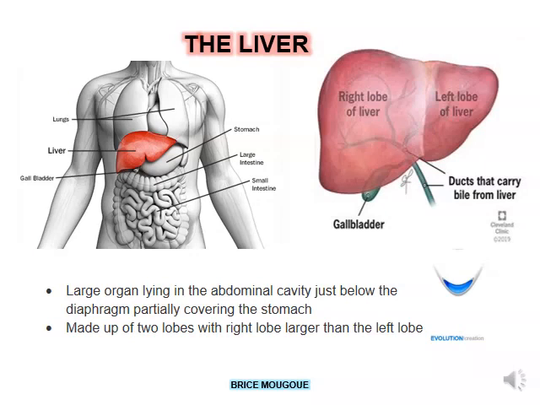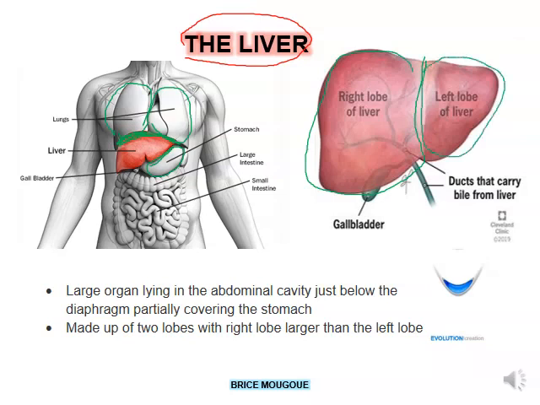The next organ is the liver. The liver is found in the abdominal cavity, somewhere below the diaphragm. The diaphragm is a thin sheath of muscles that is found below the lungs, such that it can assist in inhalation and exhalation. So below the diaphragm, we then have the liver, which partially covers the stomach. This is the stomach here. It is made up of two lobes. The right lobe, which is larger than the left lobe. So the two lobes of the liver.